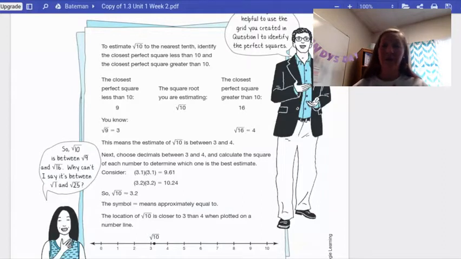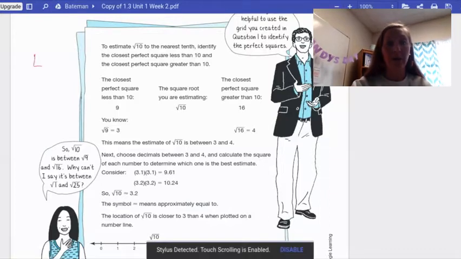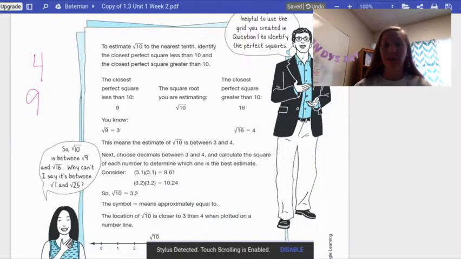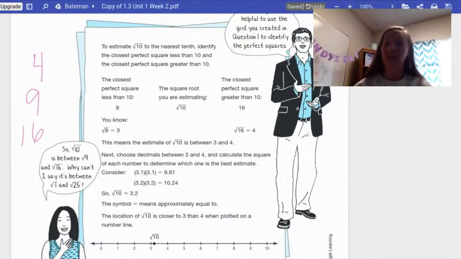Now, usually whenever I'm doing my estimations, it's easiest for me to come off to the side and make a list of my perfect squares. Those are those numbers that there's a number that multiplies by itself to give us that number. So for example, I know 4 because 2 times 2 is 4, 9 because 3 times 3 is 9, 16 because 4 times 4 is 16. I mean, you can essentially just keep multiplying up.